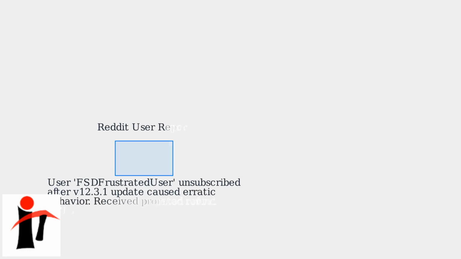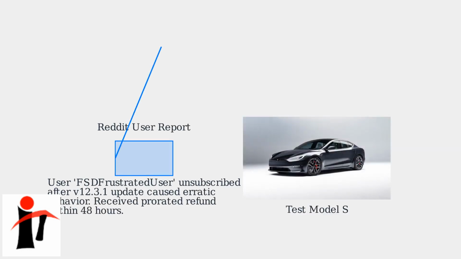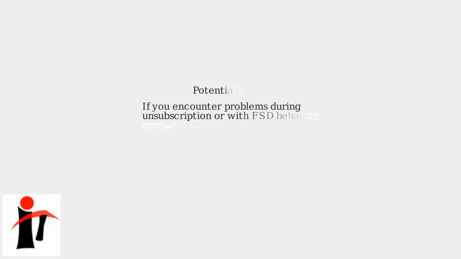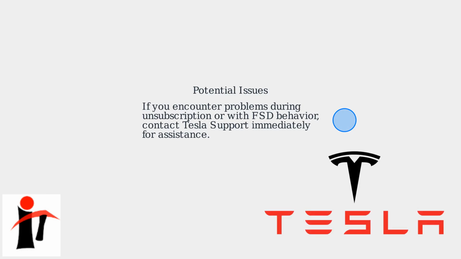Online communities like Reddit provide additional insights. One user reported unsubscribing after the v12.3.1 update caused erratic FSD behavior, including phantom braking incidents. They received a prorated refund within 48 hours of cancellation, demonstrating Tesla's responsive refund process. If you experience any issues during the unsubscription process or continue to face problems with FSD functionality, Tesla support is available to help resolve technical difficulties and ensure a smooth experience.